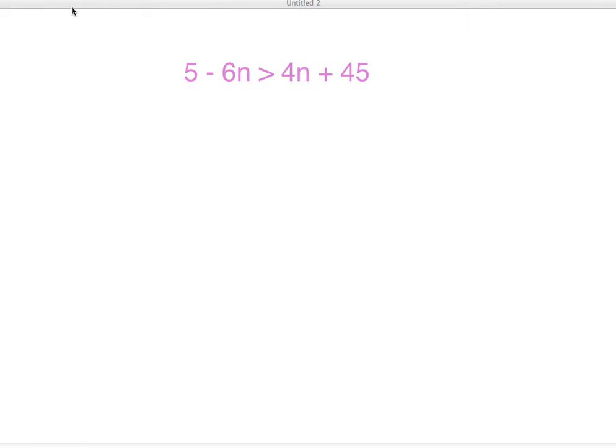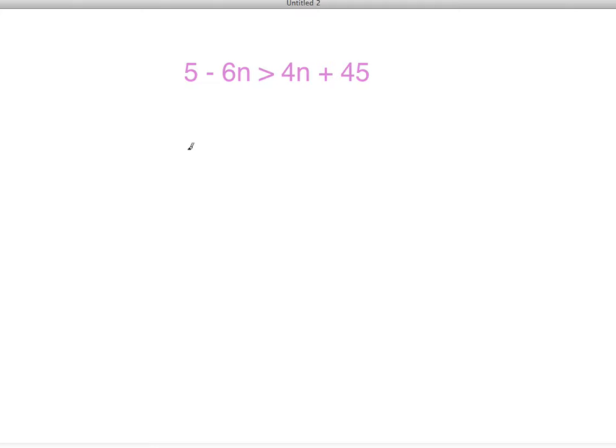Alright, so we are going to again be talking about inequalities, but this time we're just going to be talking about inequalities that maybe have a little bit more evolved. But still, it's really just the same thing as solving an equation, it's just a different sign in the middle. So our first one that's in your packet is 5 minus 6n is less than 4n plus 45.